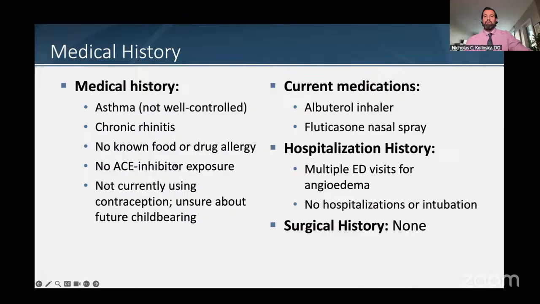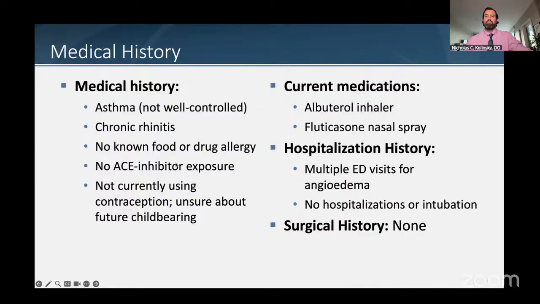When we saw her in clinic, her past medical history, she has a history of asthma that wasn't well controlled, chronic rhinitis. She had no known drug or food allergies. She wasn't on an ACE inhibitor. She wasn't taking NSAIDs or any over-the-counter herbals. She's currently not using any contraception, and she's unsure about future childbearing, if she wants to have a child or not, but her and her husband are not taking any preventative measures to prevent that from occurring. She is on albuterol, so she uses that PRN. She's using a fluticasone nasal spray. Again, she's been to the ED multiple times, but never admitted or intubated, and no official hospitalizations and no history of surgery.